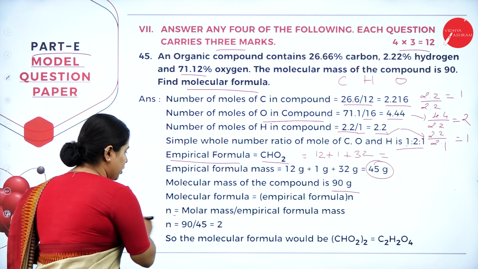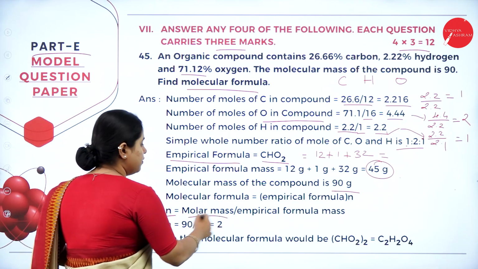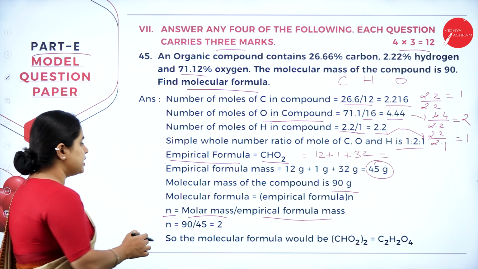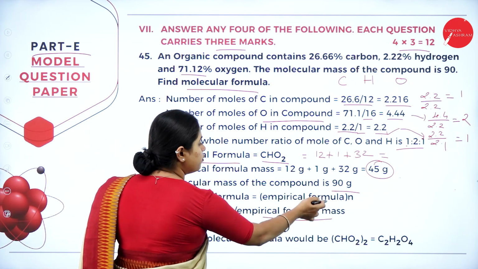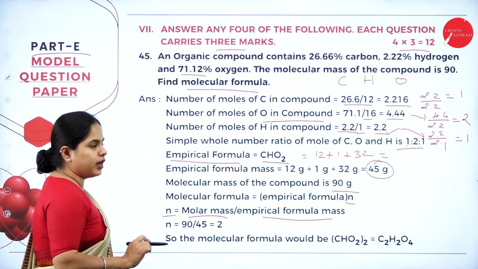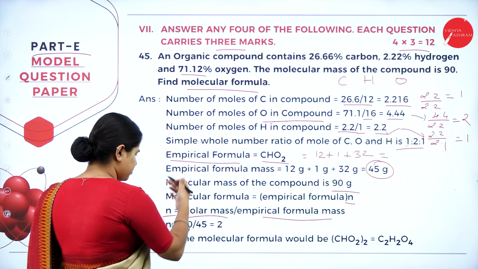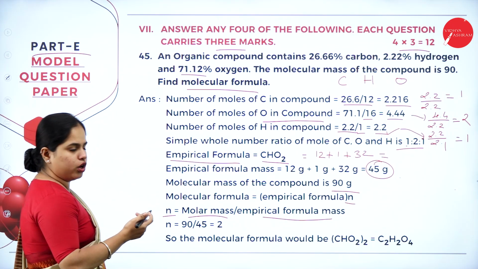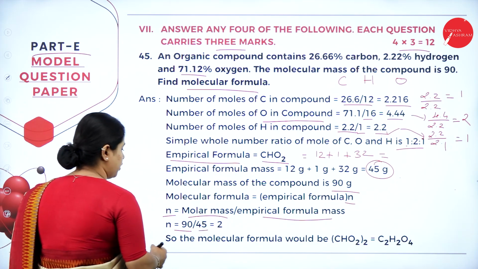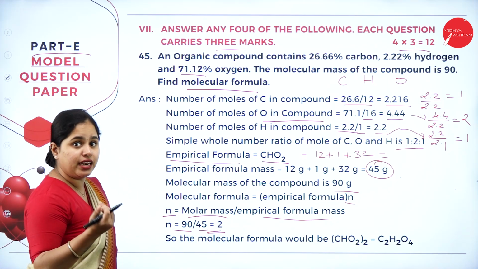So how can you calculate N? Molecular mass divided by empirical formula mass. If you calculate, you can get N. See, the molecular formula is equal to the empirical formula into N. So N is the molecular mass divided by the empirical formula mass. We already have in the question the molecular mass, it is 90. The empirical formula mass we just calculated, it is 45. So you got the value of N as 2.